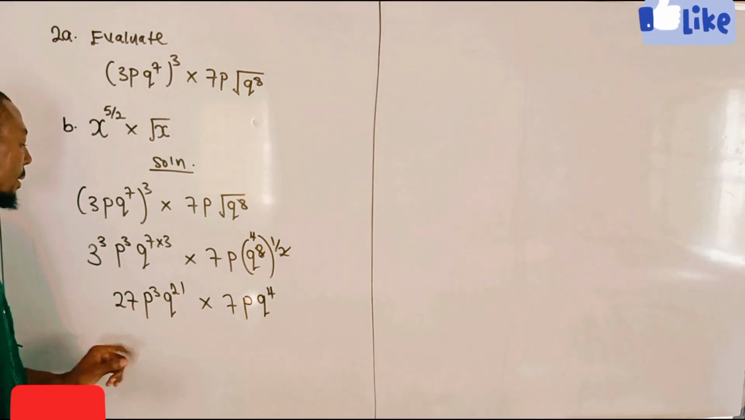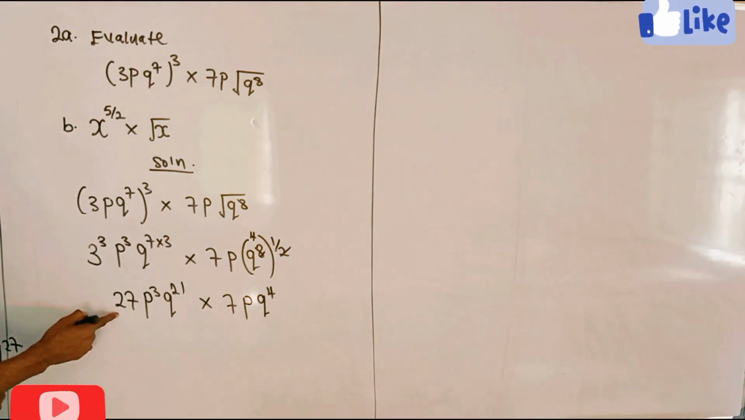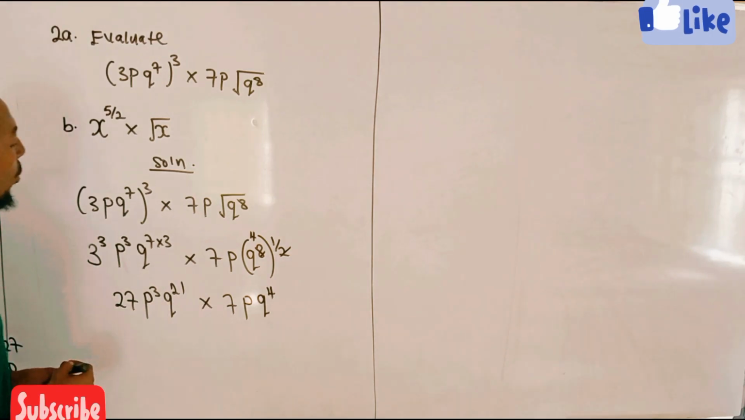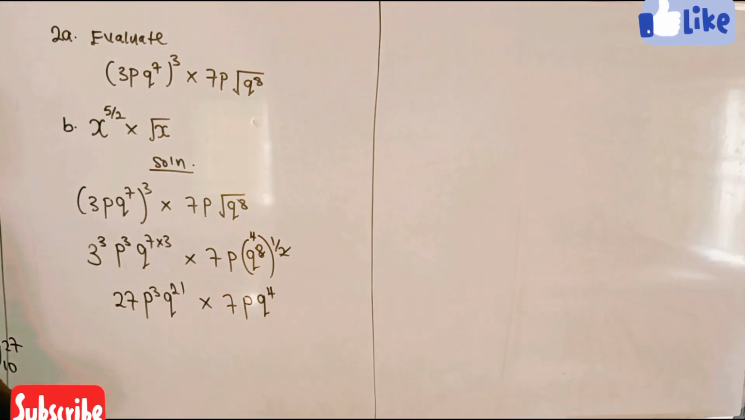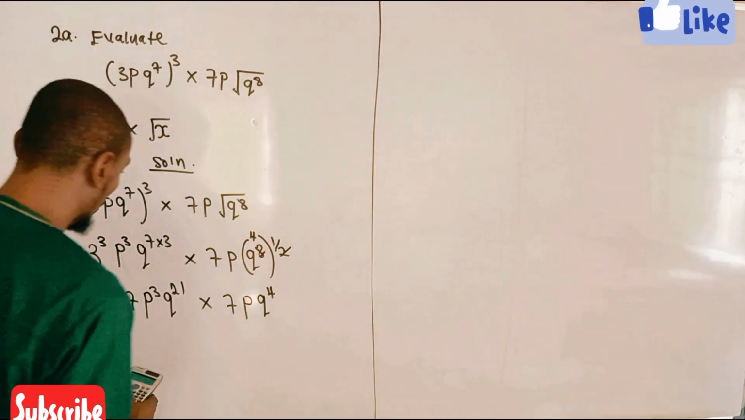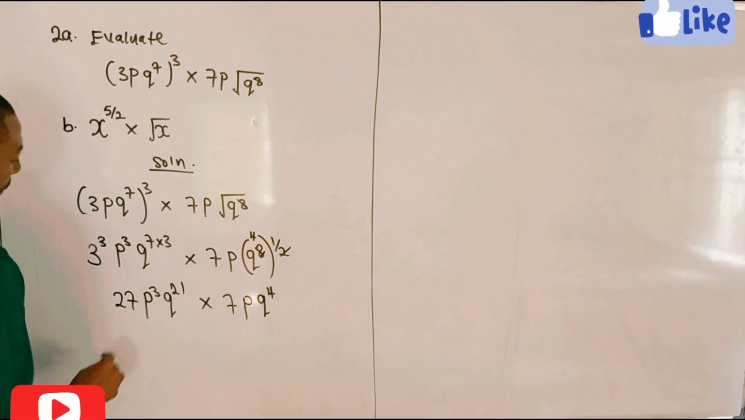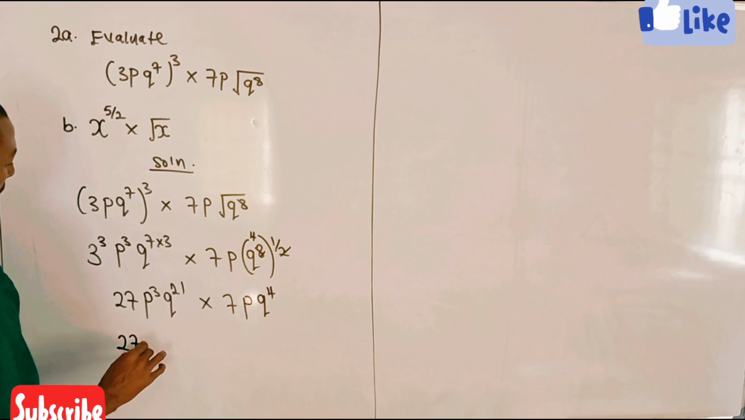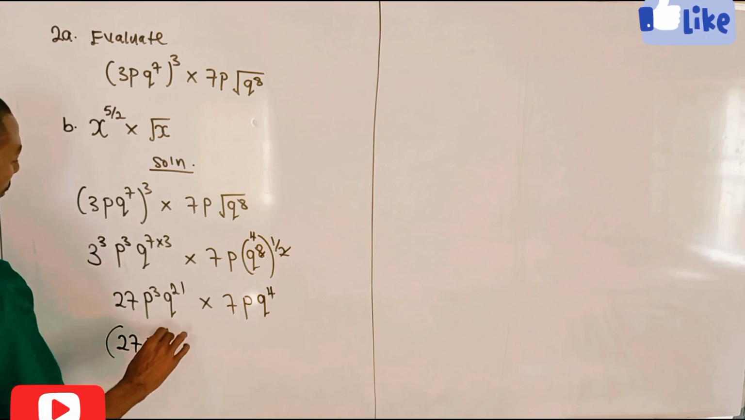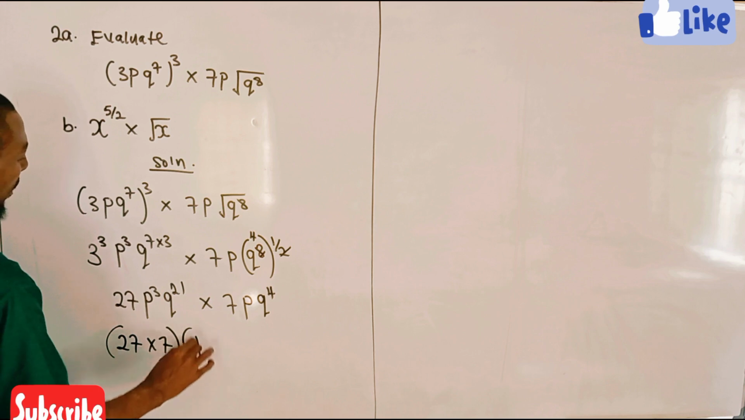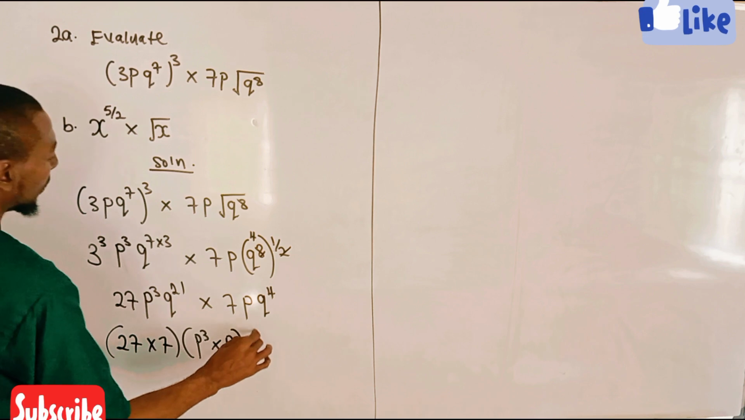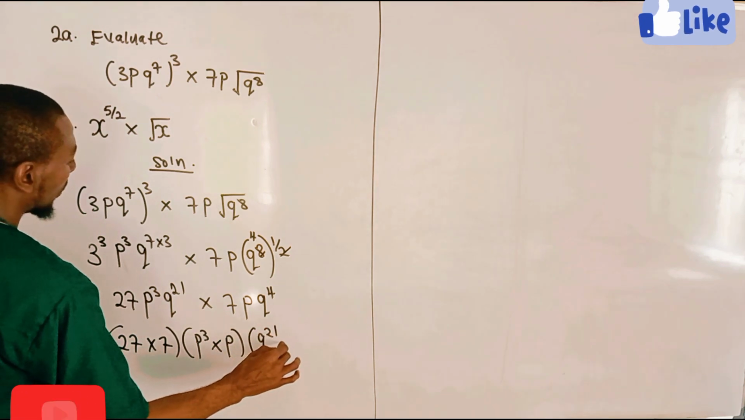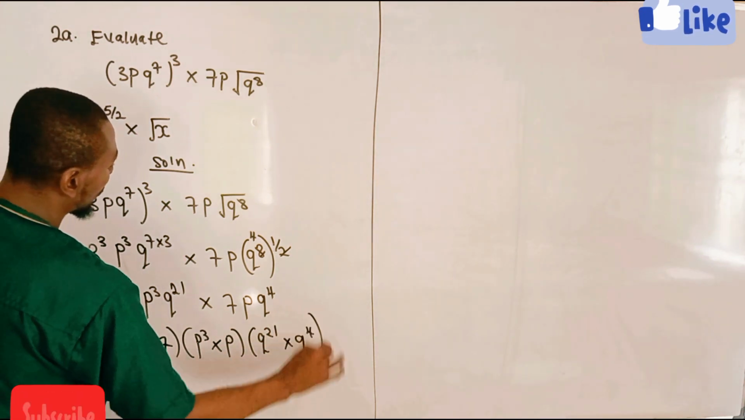So that we're going to multiply the number by the number, and then each of the alphabets will multiply the other alphabet on the other side. So the first thing to do is we're going to have 27 multiplied by 7 as the first number, then p raised to the power 3 multiplied by p, then finally q raised to the power 21 multiplied by q raised to the power 4.